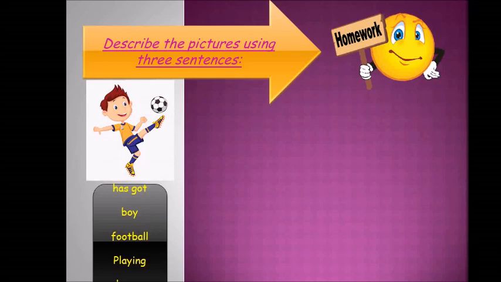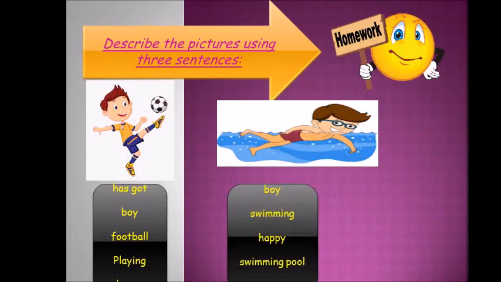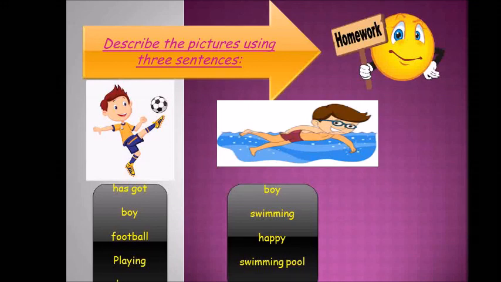The next picture, it's also of a boy. Boy, swimming, happy, swimming pool. Now I want you all to look at the two pictures carefully and try to write three sentences only about each picture, using the helping words. Try to do it yourself, and write the three sentences and send your answer to your teacher for correction.